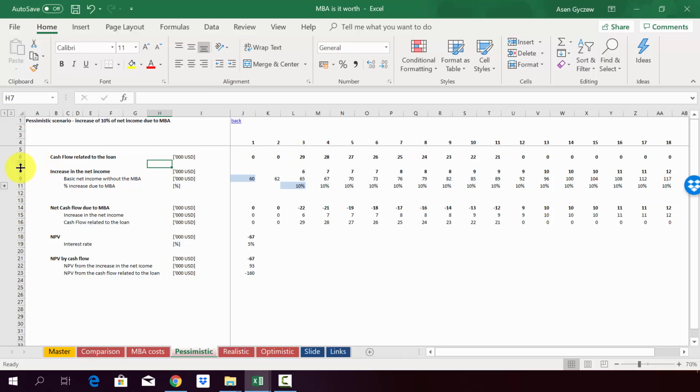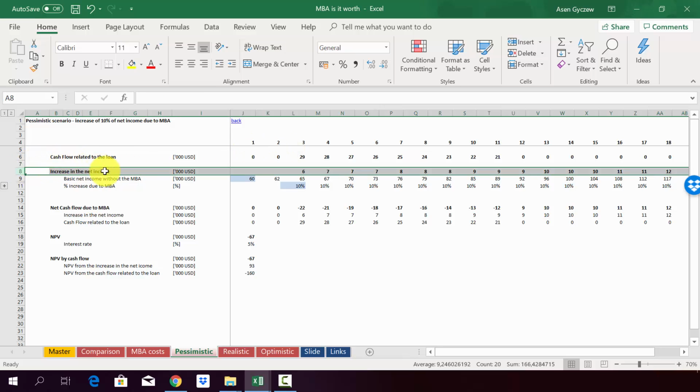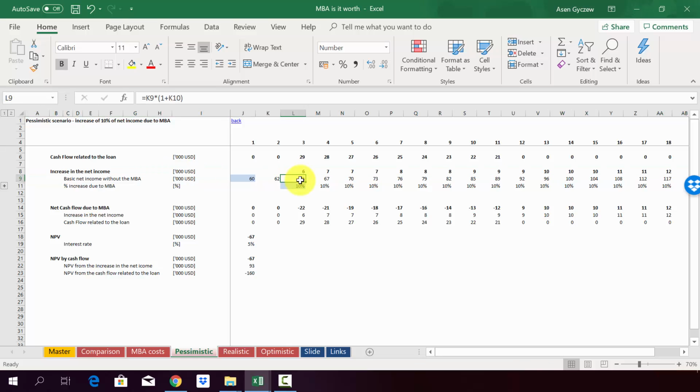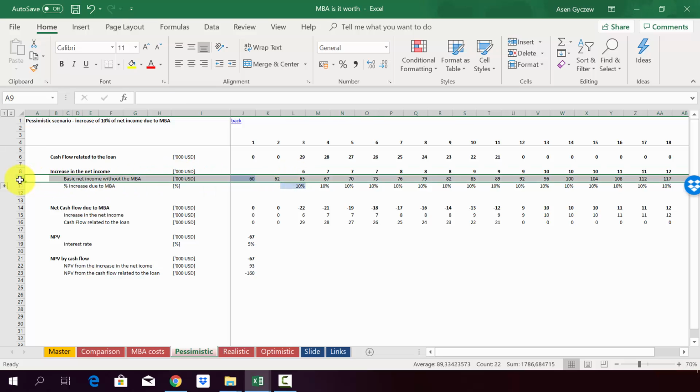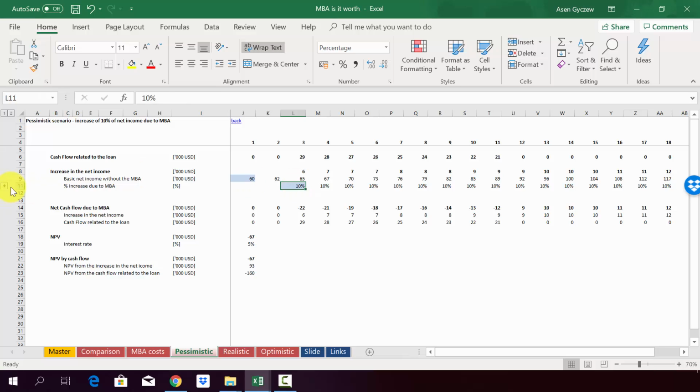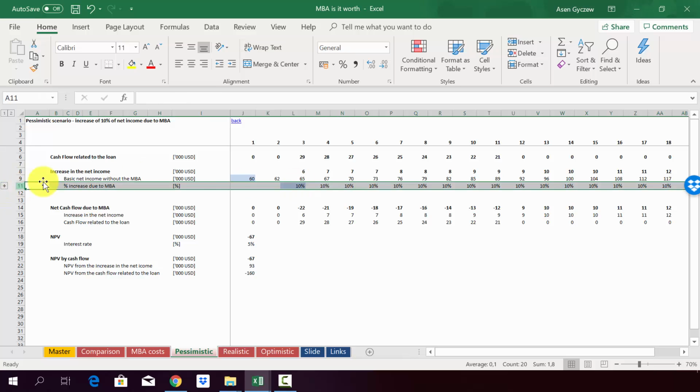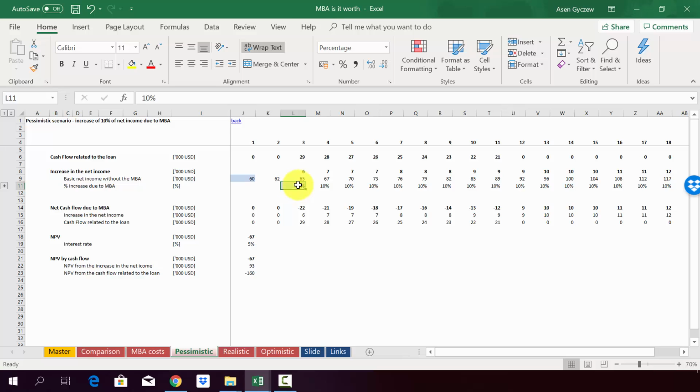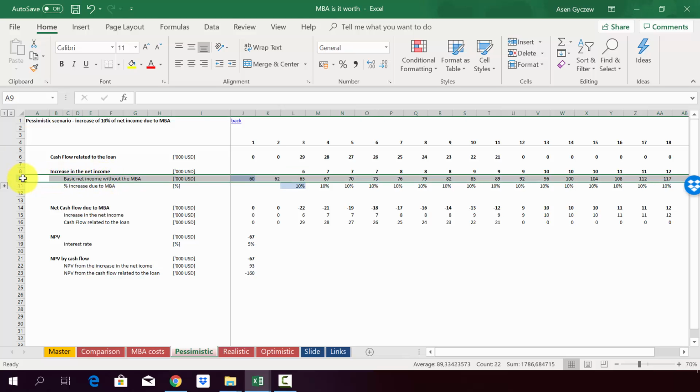Now, when it comes to the benefit, we have it in row 8. We simply look at the base income without the MBA, and then we have the assumption that, thanks to the MBA, we will increase our net income by 10%. So, in other words, in year 3, you would be earning an additional 6K thanks to the MBA, and obviously this is going up. This is going up because we also assume that the basic net income, even without the MBA, will be going up as well.